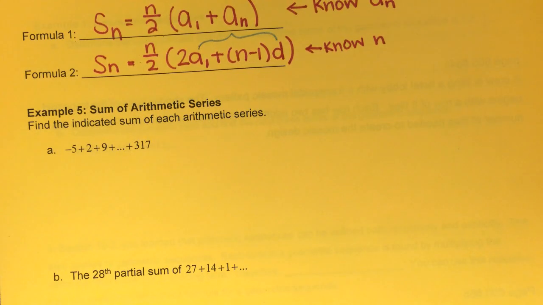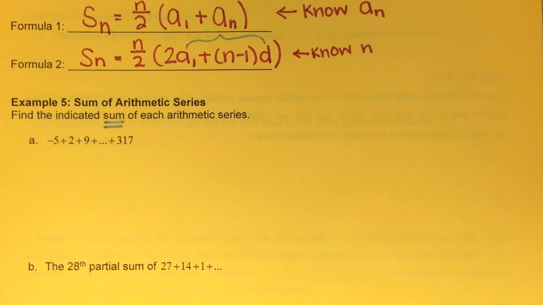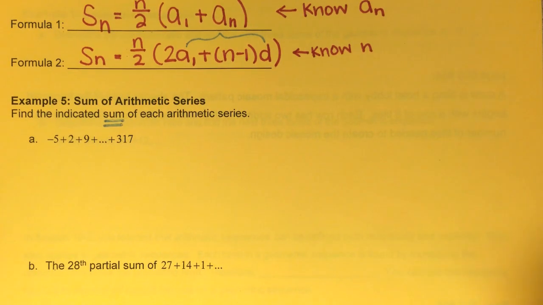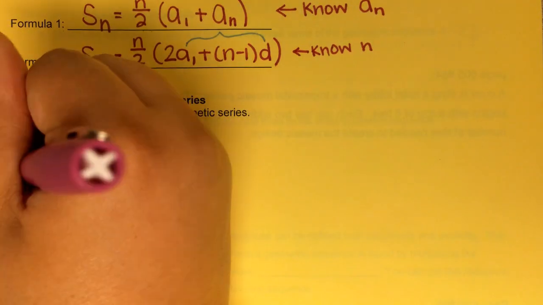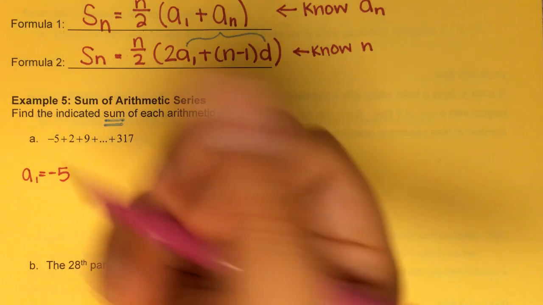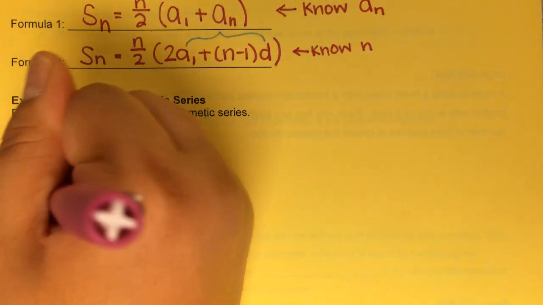All right, so this one right here, how would we find the indicated sum of each of these? What do we know based on this sequence alone? A of 1 is -5. Does everybody agree in here A of 1 is -5? Cool. A of n is what? A of n equals 317.